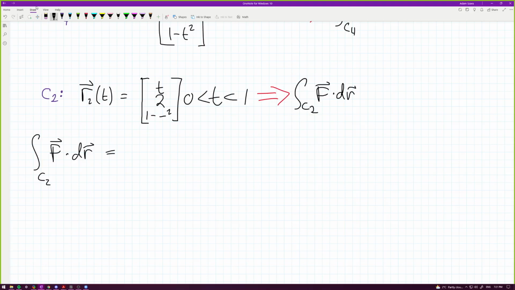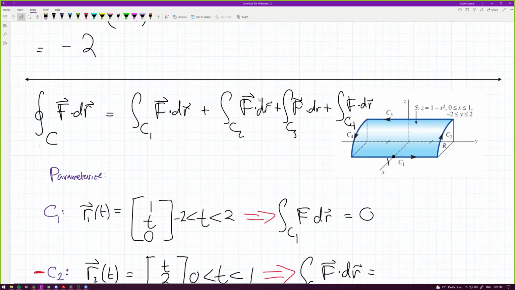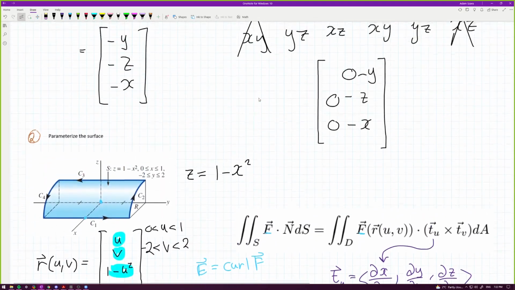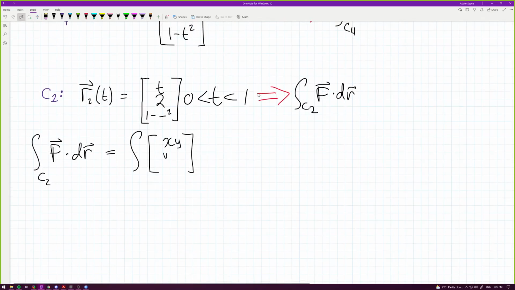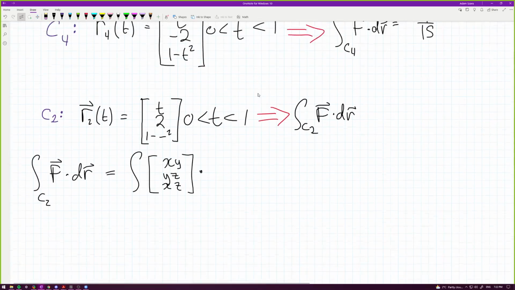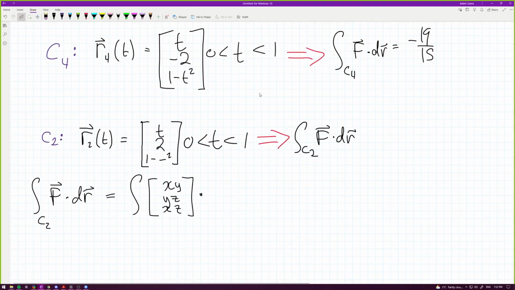So this is what we're trying to calculate, the integral over C2 of F dot dr. And now we use the actual F that's given to us. So where's F? F is up here somewhere. Wow, we went far. Okay, xy, yz, xz. And we're going to dot that with dr, right? So dr is dx/dt, 1, dy/dt, 0, dz/dt, -2t, dt, and our bounds are 0 to 1. So hopefully that made sense. If anyone has any questions, let me know.